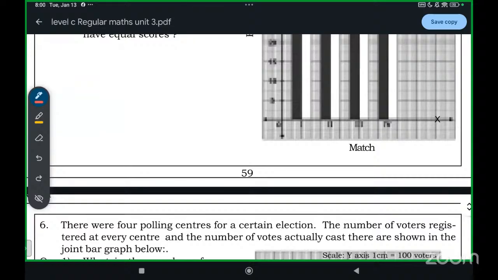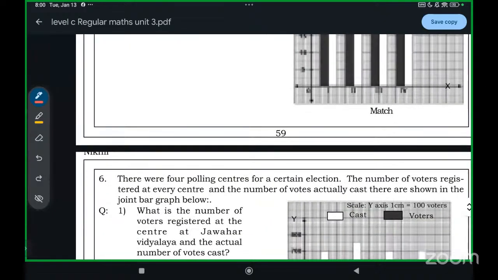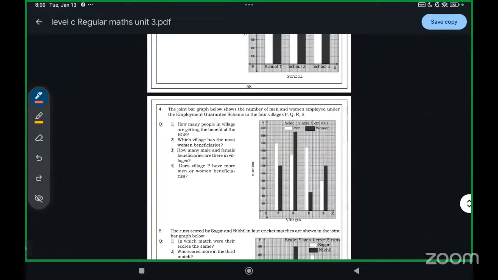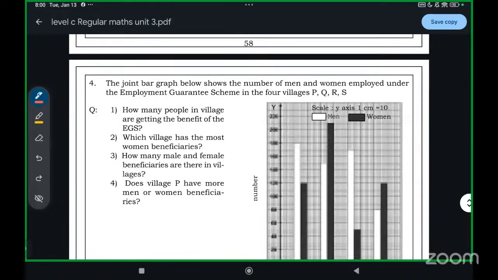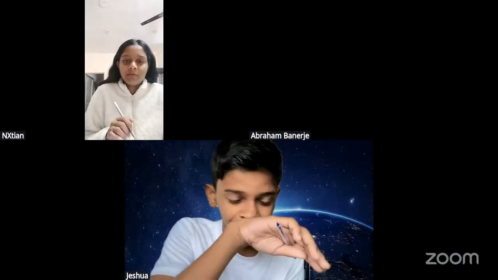There were 4 polling centers for a certain election. The number of voters registered at every center. No, questions are not given now. One second, let me give you some questions.